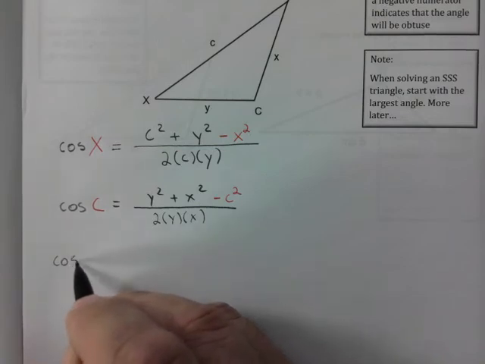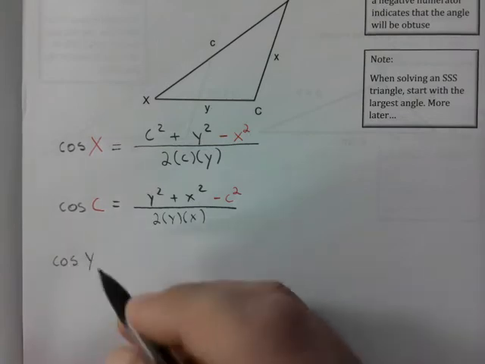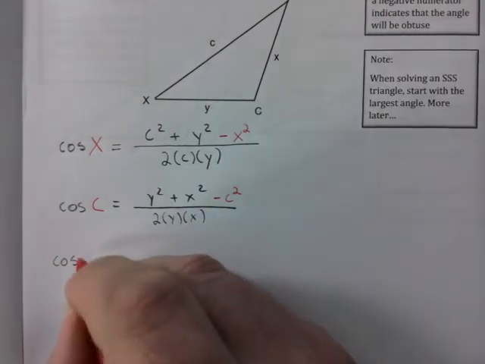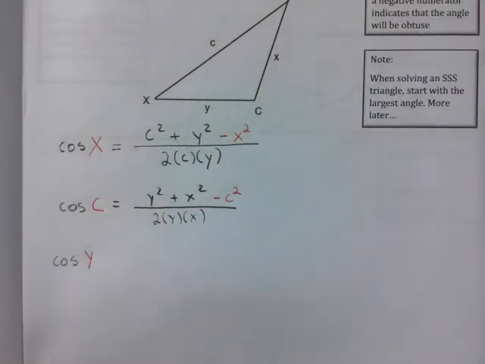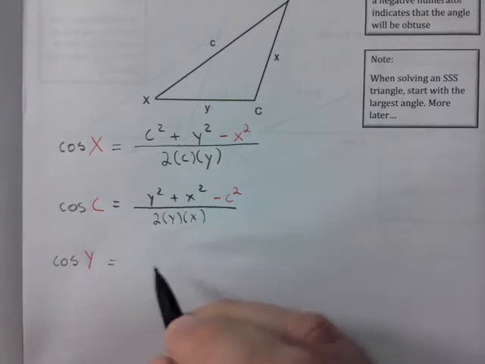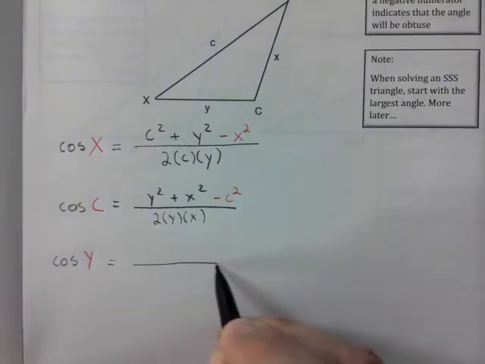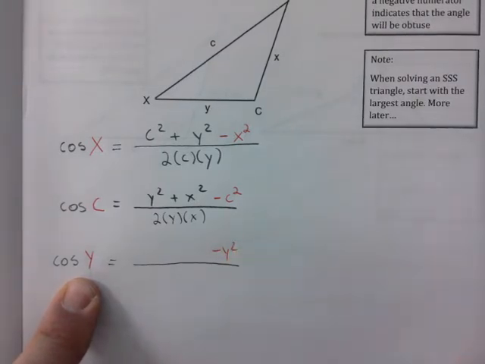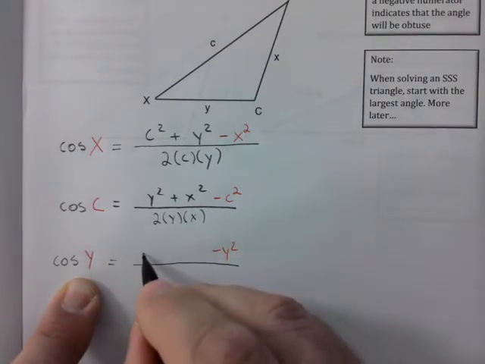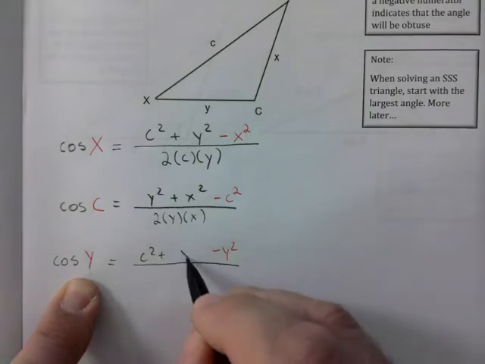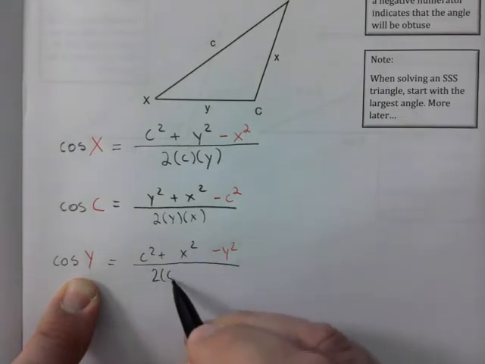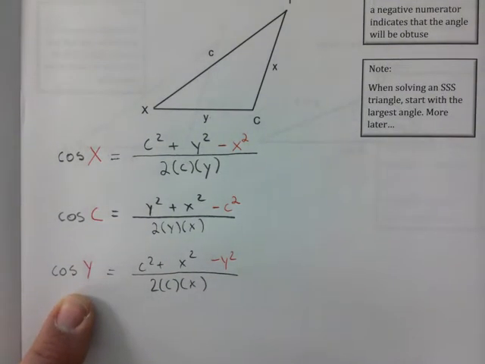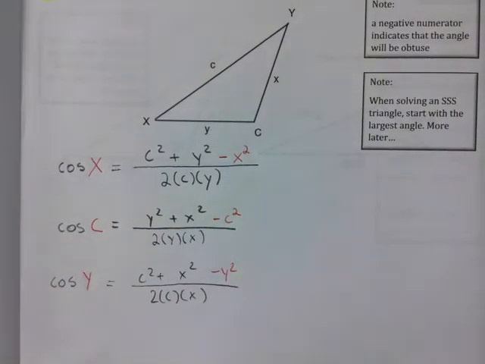Let's do one more, cosine of y, right? We haven't found angle y just yet. Oops, wanted to do that in red. And you can put that long line down, and that is negative y squared. And then you grab the other two sides, c squared plus x squared, 2 times c times x, and there you have it. All three variations of the formula.